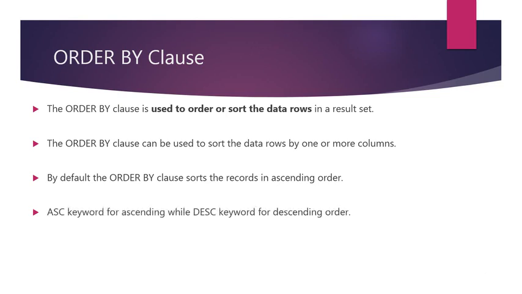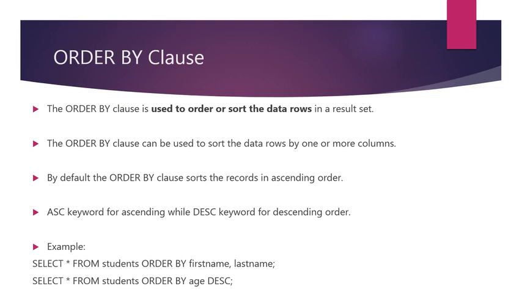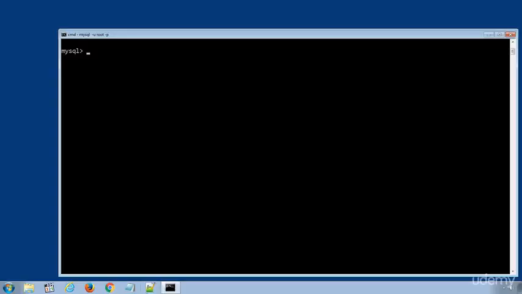ASC keyword is used to sort the data rows in ascending order, while DESC keyword is used to sort the data rows in descending order. Here are some examples of order by clause in SQL statement. Let's learn about order by clause with some practical examples.